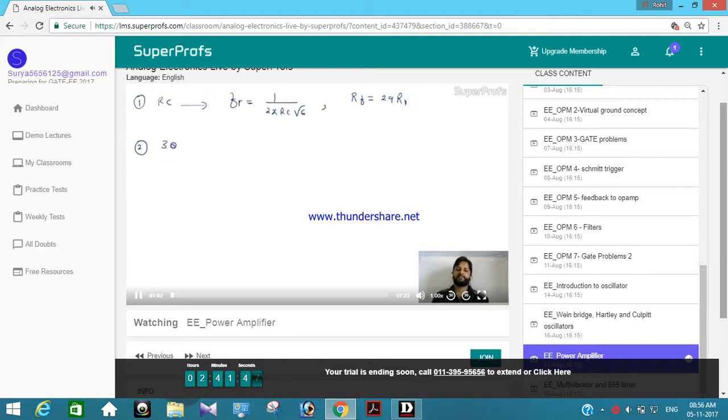Secondly, we have seen 3-phase oscillation. So in 3-phase oscillator, the frequency of oscillation was, this becomes root 3 over here, and this is 2 pi RC. No problem at all. In this case, the RF was 2 R1. Okay friends. Now let's come to the Wien bridge.